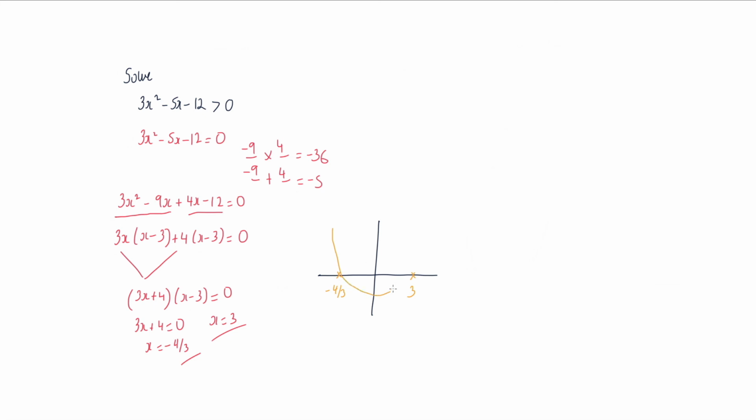Again, quadratic graph, smiley face, like this. Now, because it says greater than 0, I'm going to look at the lines that are just going to be above 0, like this. And essentially, as this line goes this way, your x value increases. So you're going to say x is greater than 3. And if we look at the point minus 4 over 3, as this line goes this way, the value decreases. So we can say x is smaller than minus 4 over 3. So this is the answer that you guys should have got.